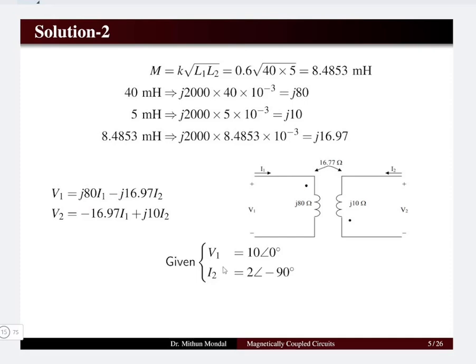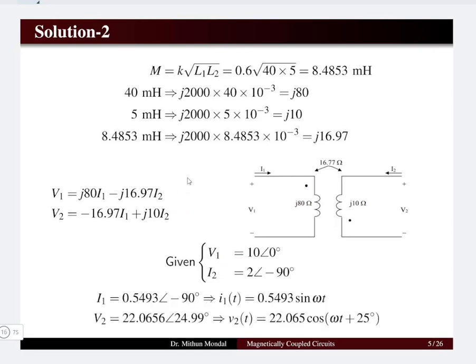Now given the condition that the voltage V1 and current I2 are given to us, we can put them in this KVL equation or the mesh equation, and we can find the values of I1 and V2 in the phasor domain. Once we have found the current and voltage in the phasor domain, we can convert that to the time domain by using the frequency element. So here we have minus 90 degrees, so we have sine of omega t. Here we have 24.99 degrees, so we have cos of omega t plus 25 degrees, with the maximum amplitude 0.5493 and 22.065.